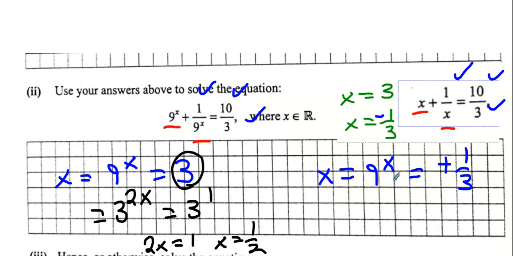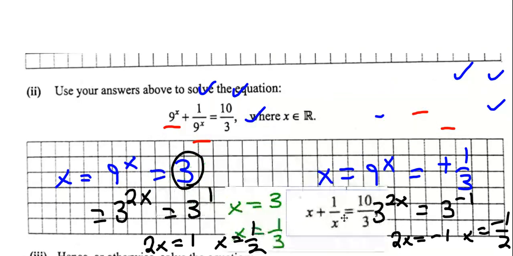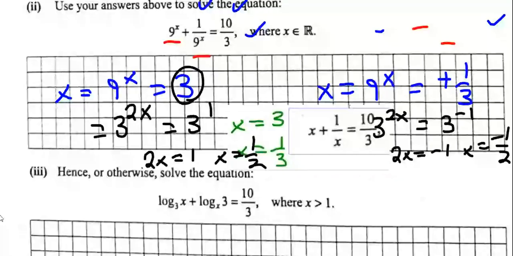What about this one here? 3 to the power of 2x. What's a third? A third is 3 to the power of minus 1. And then 2x equals minus 1 and x equals minus a half. And there's two different ways of doing the same question. You all good? Now, once again, you're going to grab this down with me. You're going to bring it down to the next question.